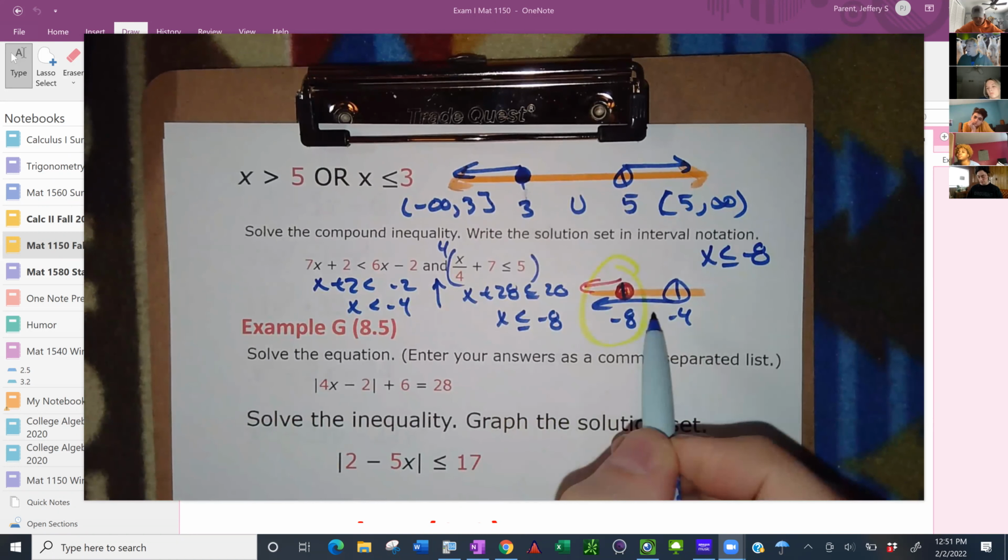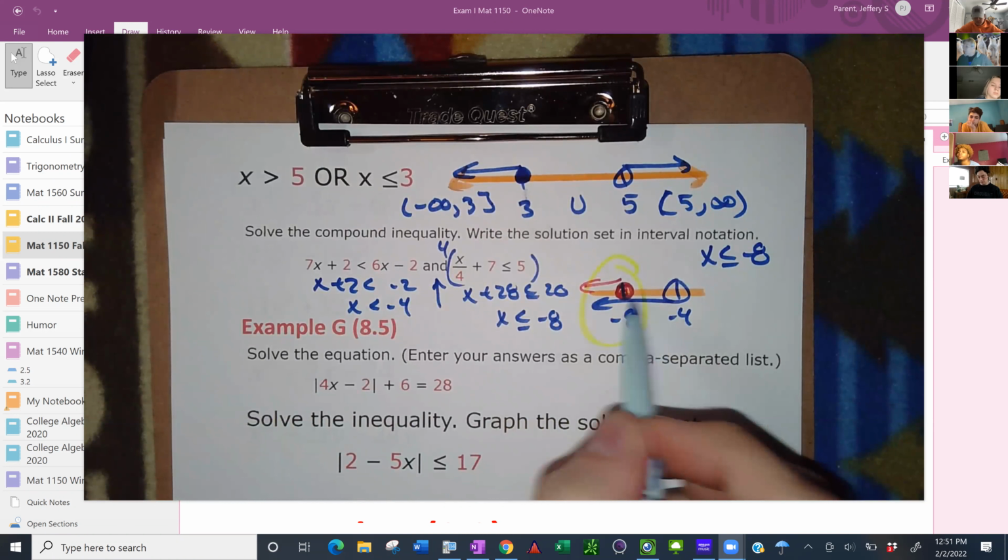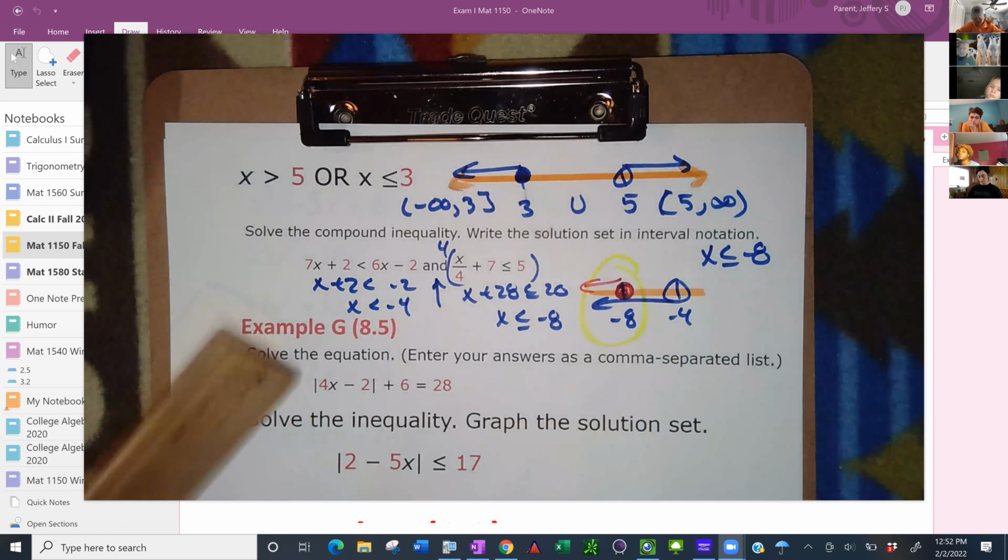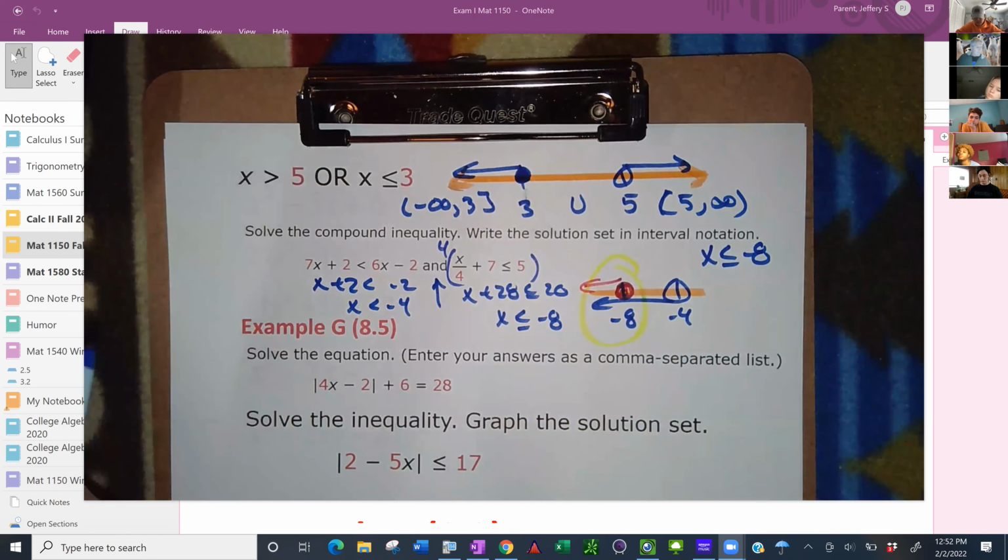There's no overlap between -8 and 4. It's just starting at -8. That's not the kind of problem that I give there, but if you're finishing up some of the homework there, hopefully that helps out.